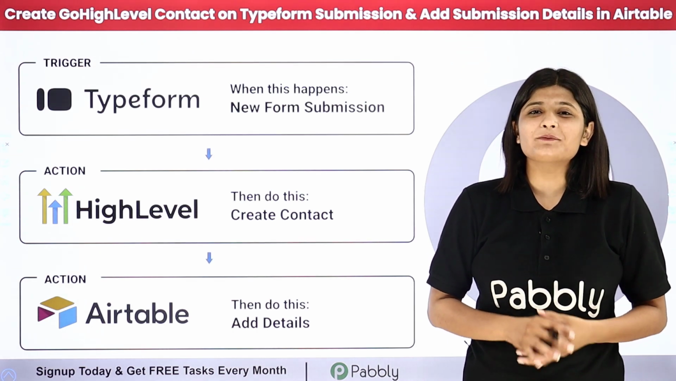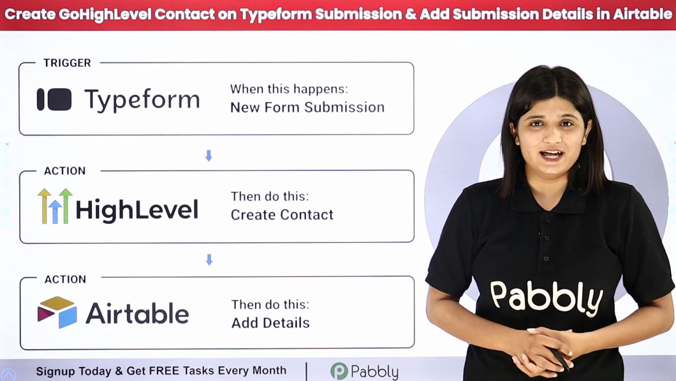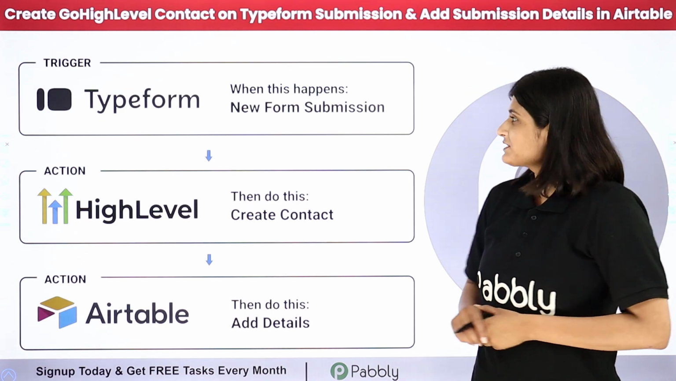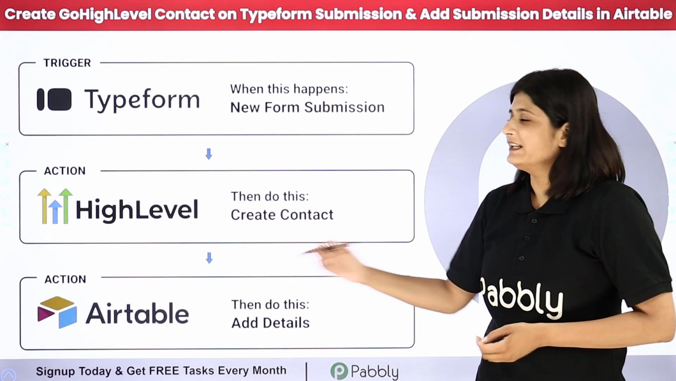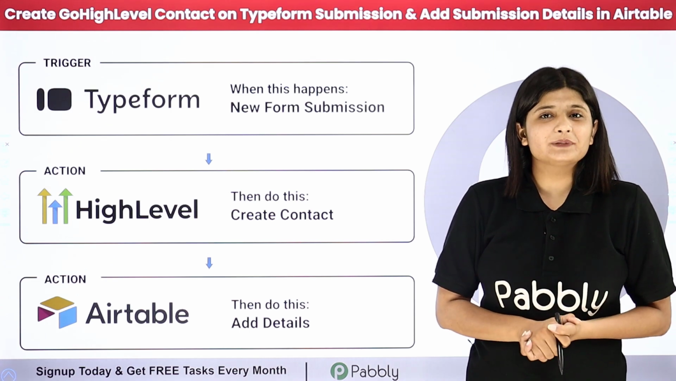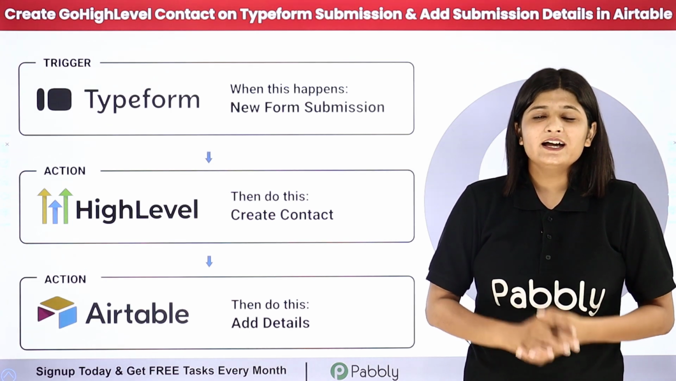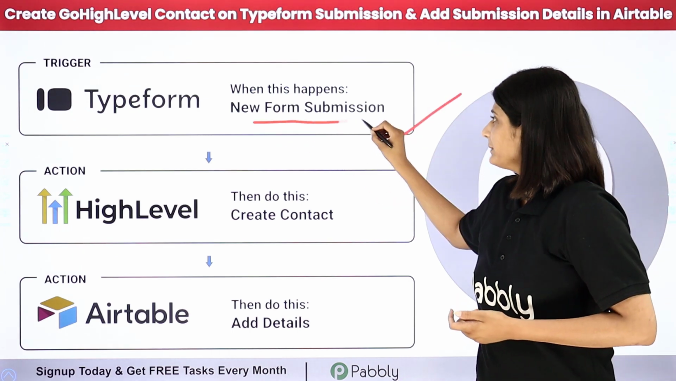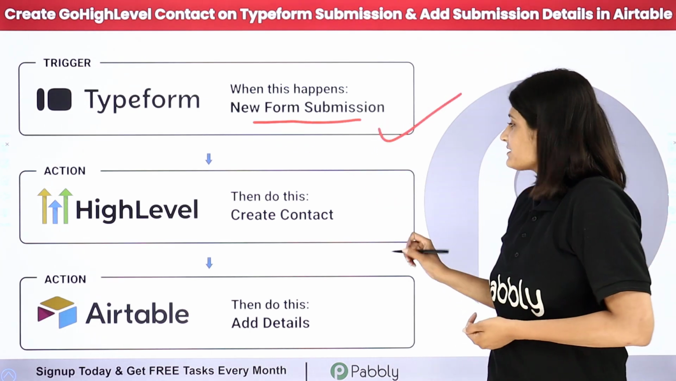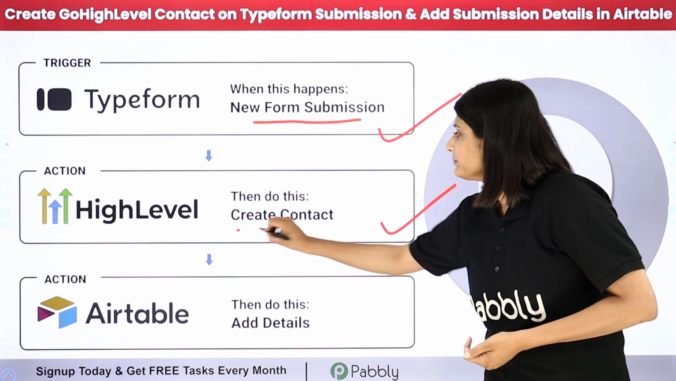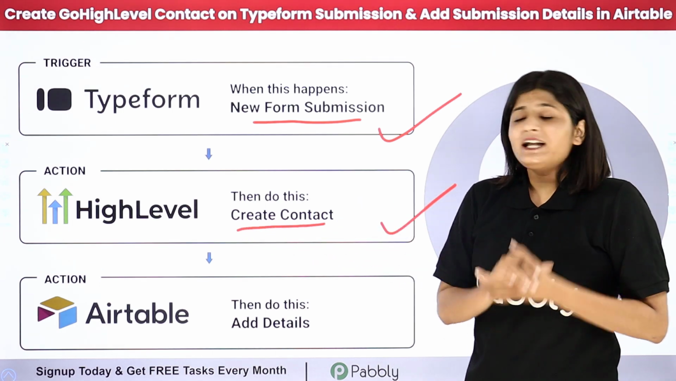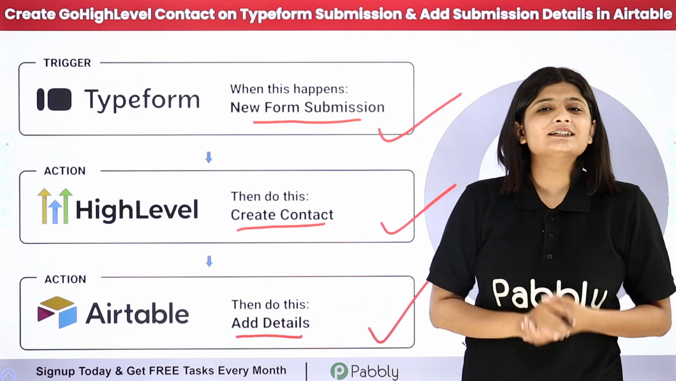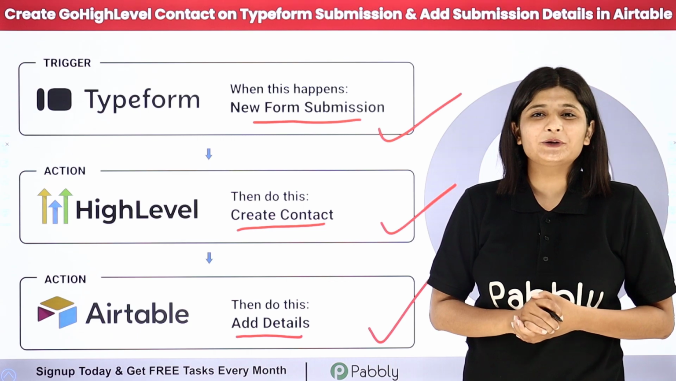Pabbly Connect is an amazing automation and integration software which requires no coding or programming skill. I just need to build a connection between Typeform, GoHighLevel and Airtable. Pabbly Connect runs on two principles, which are triggers and actions. Here, as my trigger application, I will take Typeform where a new form submission will be made, and in my action application I will take GoHighLevel where the contact will be created automatically, and Airtable where these details will be added automatically. If you want to learn this automation step by step, let me take you all to my screen.